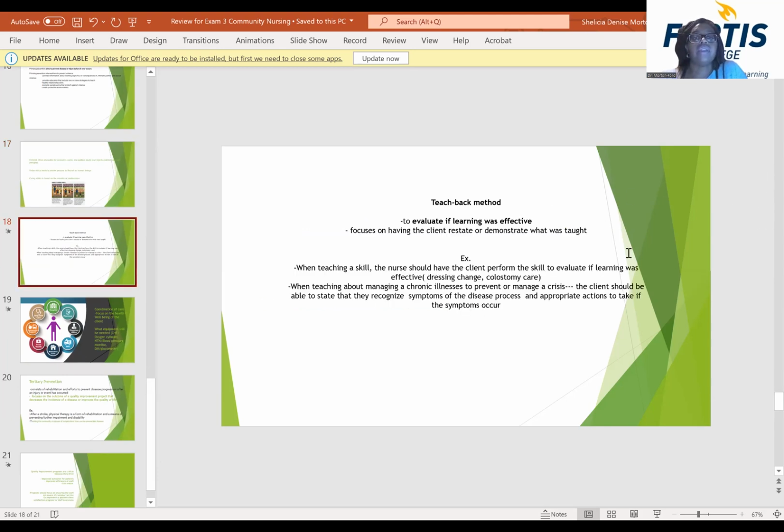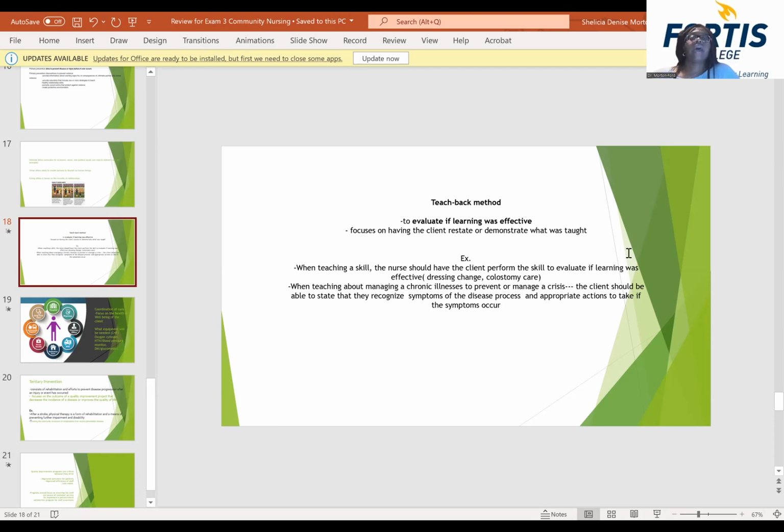So the teach back method is a method that we use to ensure that the person or the community has really understood the things that we have taught, that they have learned whatever it is that you're teaching, that they understand what has been taught. And your focus should be on how do you know? How are you going to evaluate whether or not your teaching was effective? So you want the client to restate or even demonstrate what you actually taught them. When teaching a skill, the nurse should have the client perform the skill to evaluate if learning was actually effective.